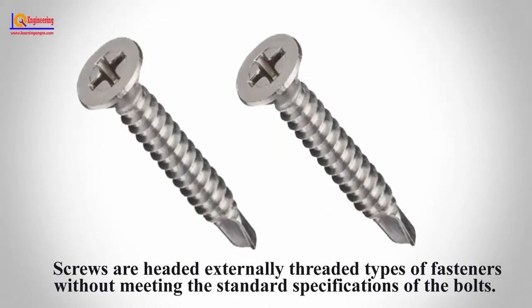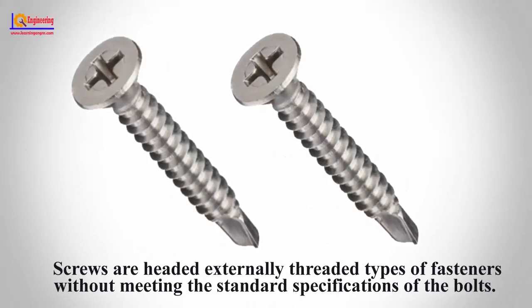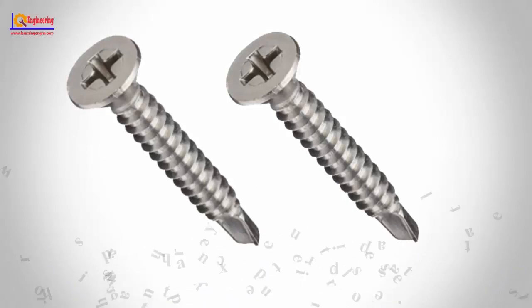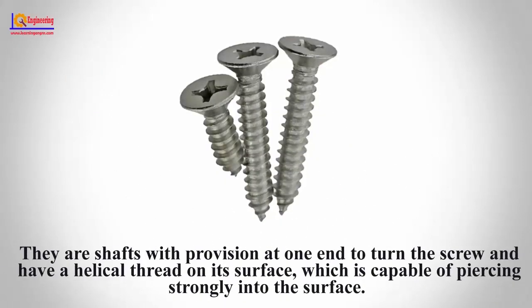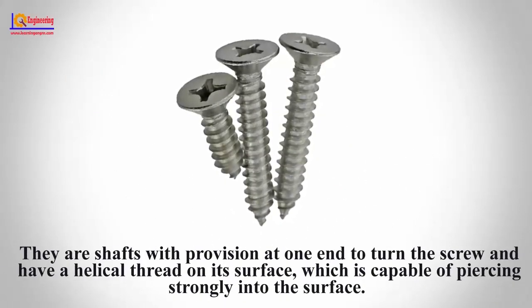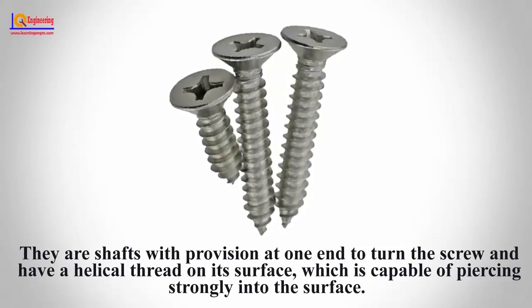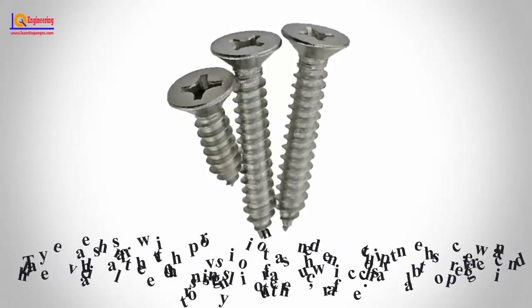Screws are headed, externally threaded types of fasteners that do not meet the standard specifications of bolts. They are shafts with a provision at one end to turn the screw and have a helical thread on the surface, which is capable of piercing strongly into the surface.